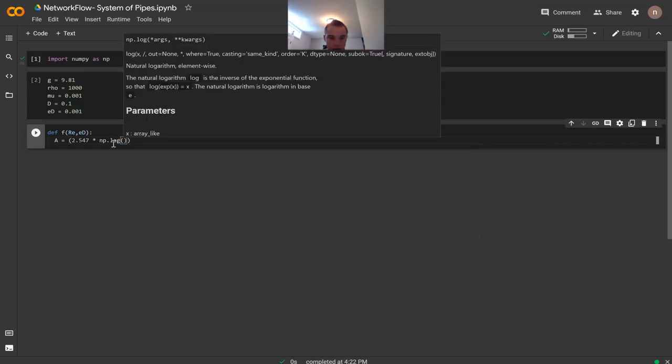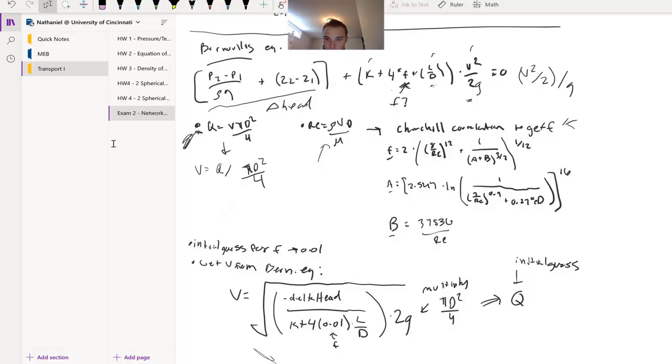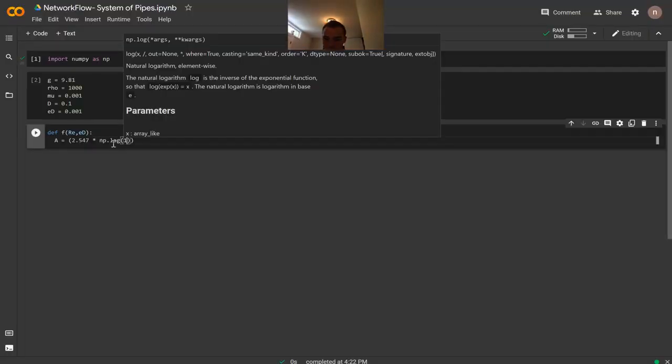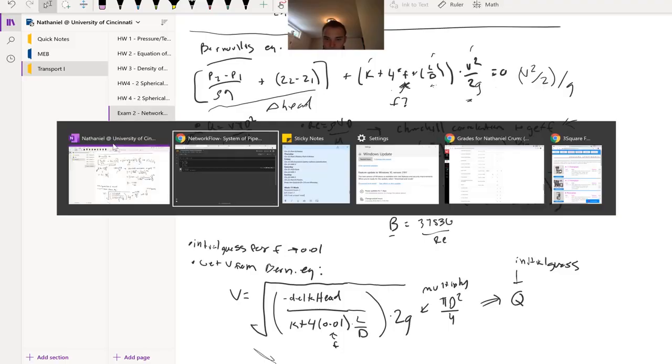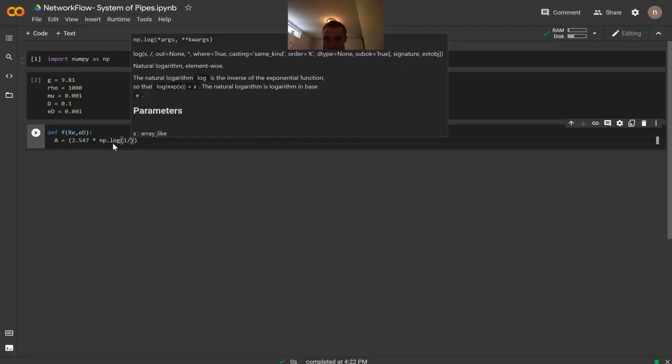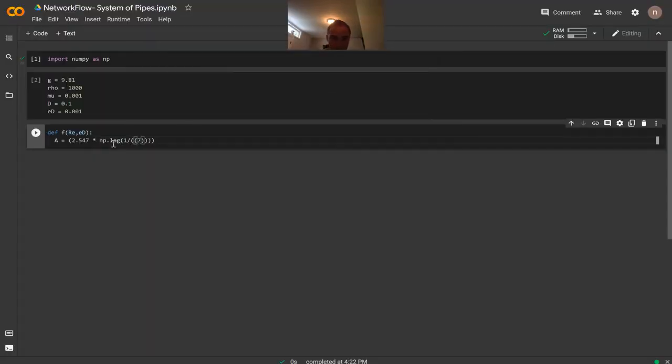And then we have, let's go back and check again, 1 over, and then we have 7 over Reynolds number times 0.9. So we have 1 over 7 over the Reynolds number, and that will be to the 0.9. So exponent 0.9.